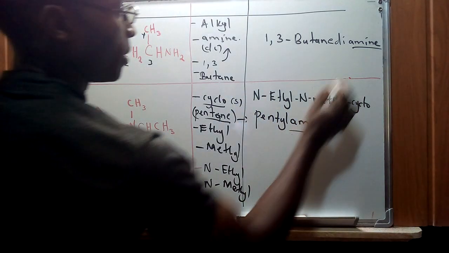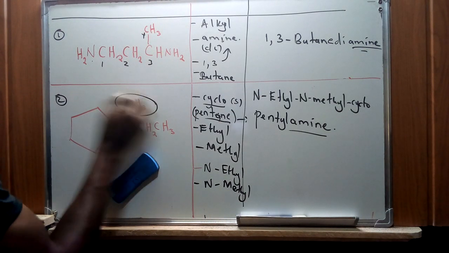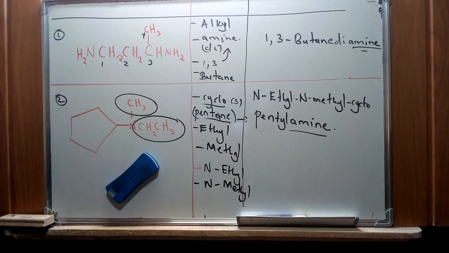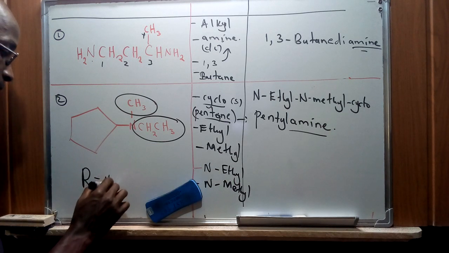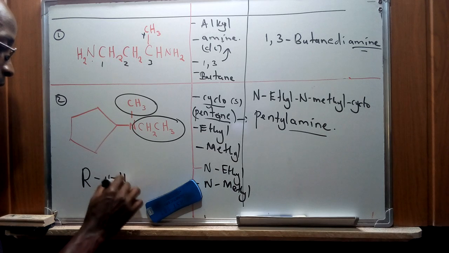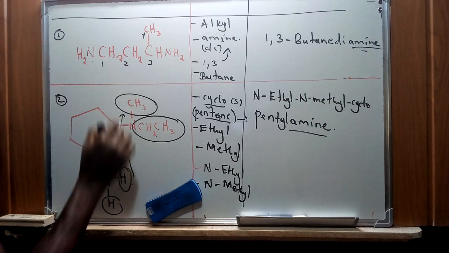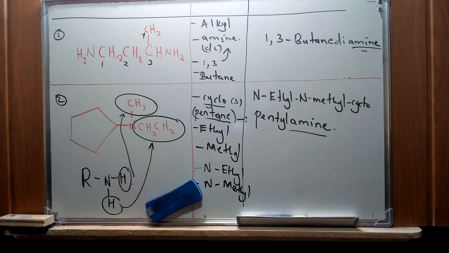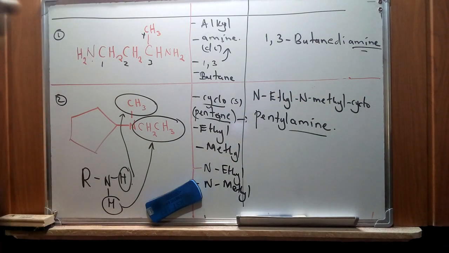So for the two substituents that we have considered here for this double substituted nitrogen group, bearing in mind that we have listed the functional group for amines as this, these two groups have been substituted using the methyl and ethyl respectively. So therefore we shall have N-ethyl, N-methyl cyclopentyl amine. That's the name of that group.